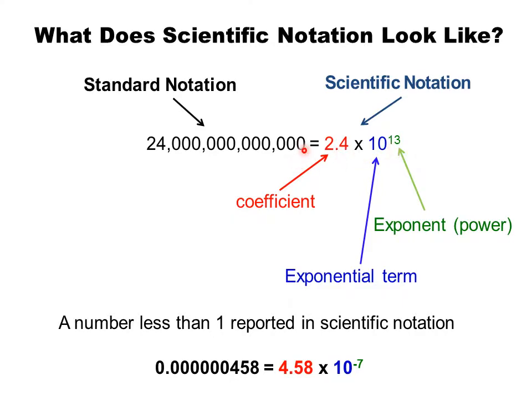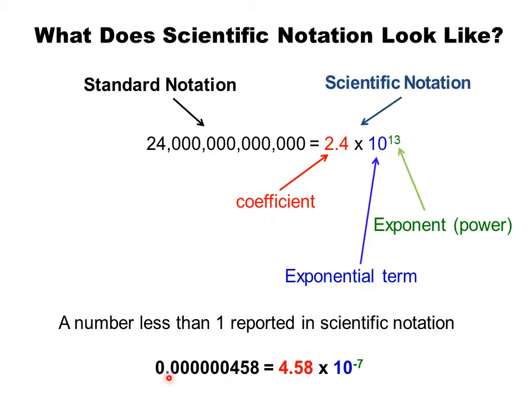So if we were to put a decimal point here in our standard notation, we move that decimal point 1, 2, 3, 4, 5, 6, 7, 8, 9, 10, 11, 12, 13 places between a 2 and a 4. Okay? So a number less than 1 reported in scientific notation, what does that look like?